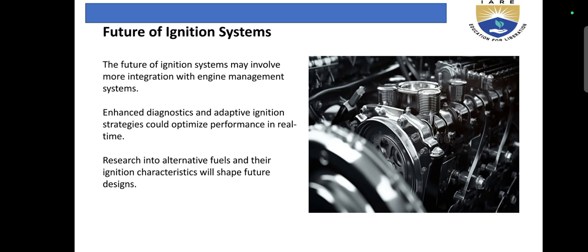The future of ignition system design involves more integration with engine management. Adaptive ignition strategies could optimize performance in real time. Research into alternative fuels and their ignition characteristics will shape future designs.